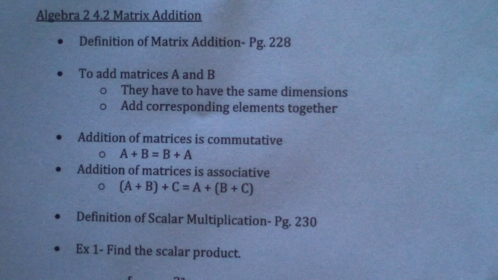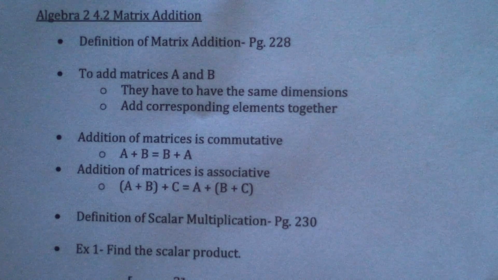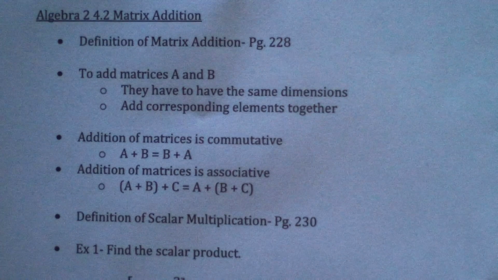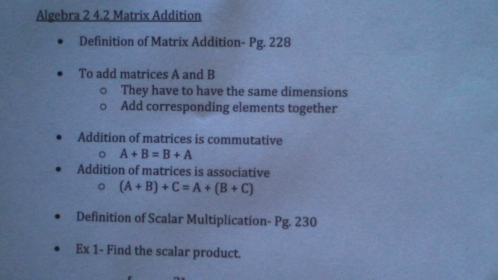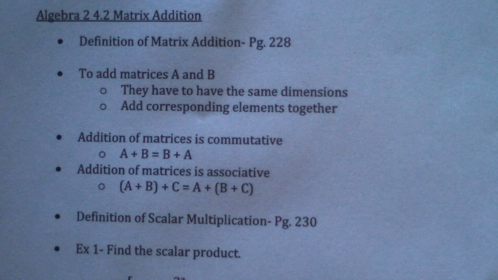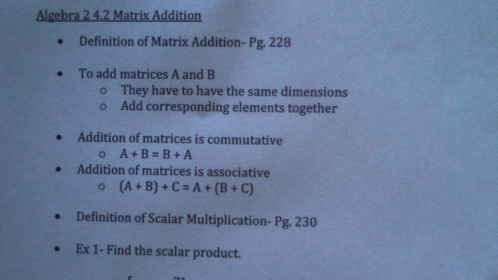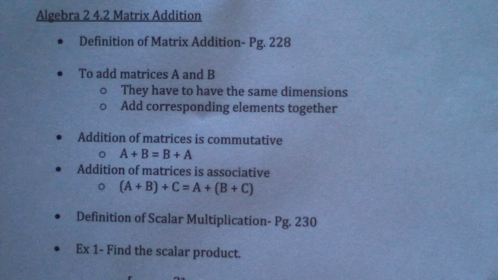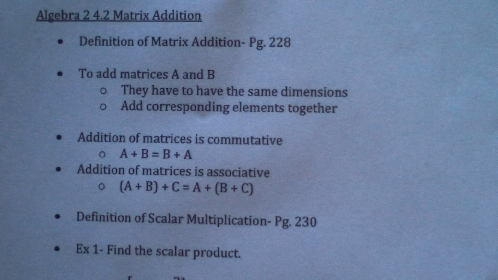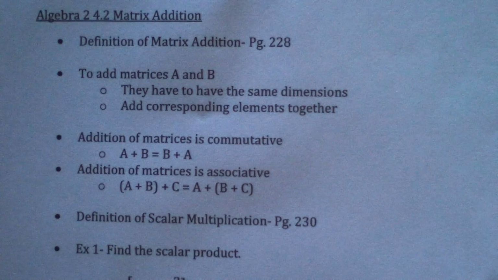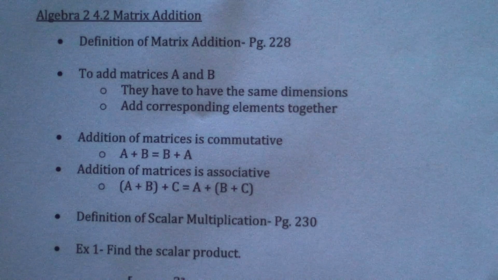So for our addition of this stuff, it says there if two matrices A and B have the same dimensions, so if one of them is 2 by 3, the other one to add it also has to be a 2 by 3, their sum, A plus B, is the matrix in which each element is the sum of the corresponding elements in A and B.